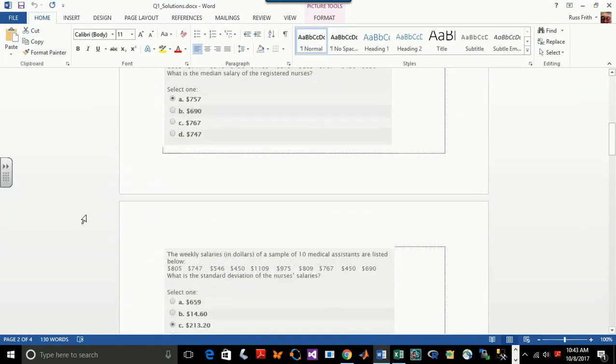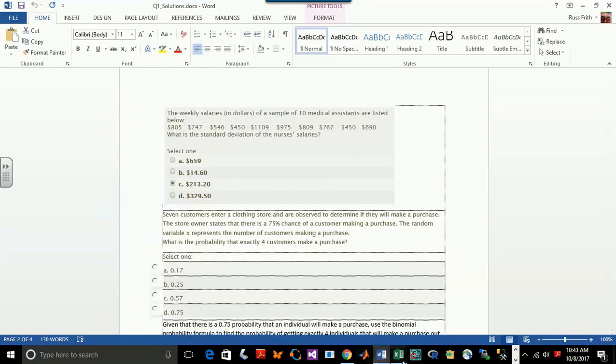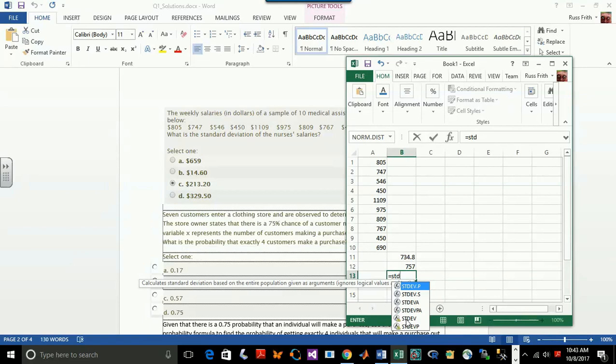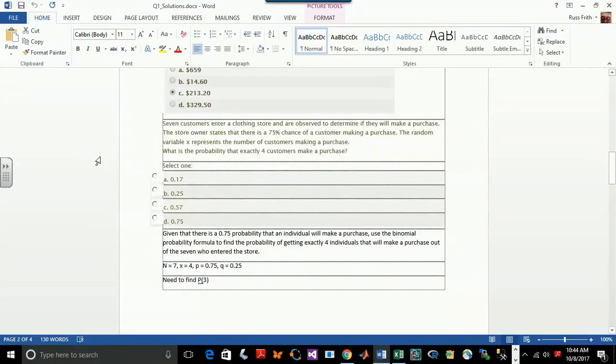Next question: standard deviation of those salaries. Okay, so you can use the Excel standard deviation function. And that's $213.20. So choice C there. Okay, so I believe most of you had difficulty with this particular question.